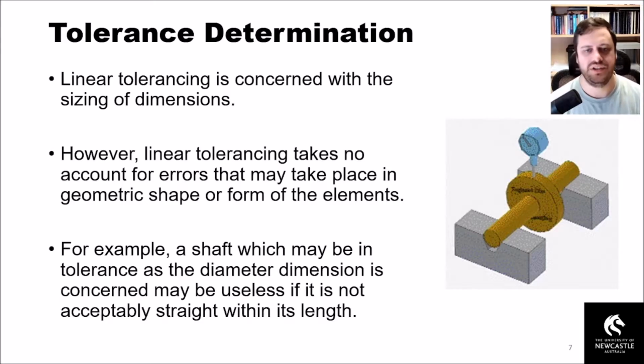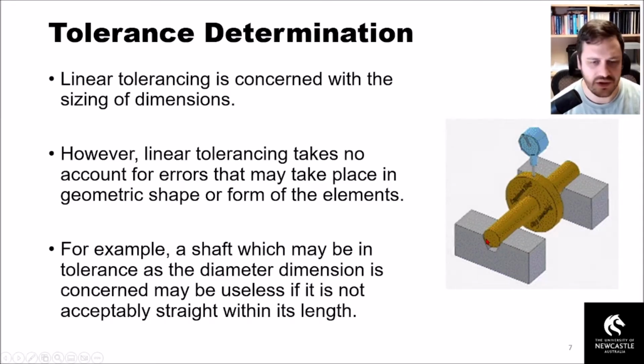So what is tolerance determination? Essentially, linear tolerancing is concerned with the sizing of dimensions, giving it plus or minus values. However, linear tolerancing takes no account for errors that may take place in the geometric shape or form of the elements that you're actually trying to machine.